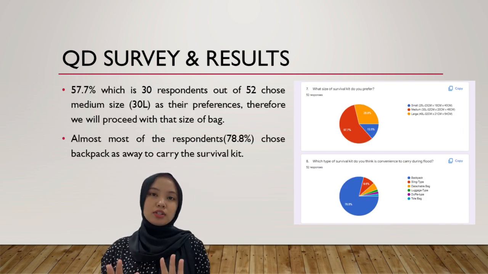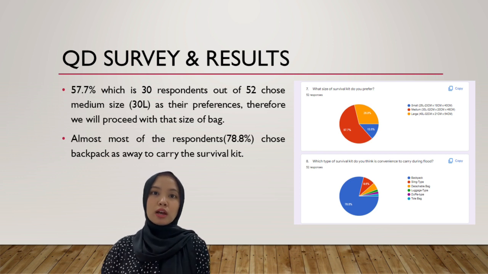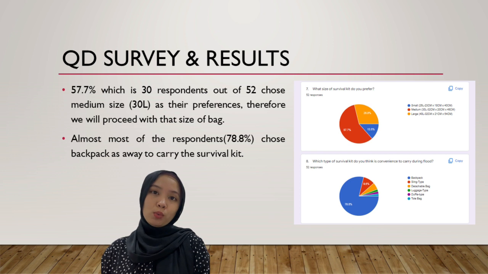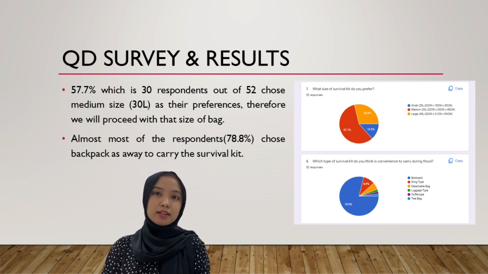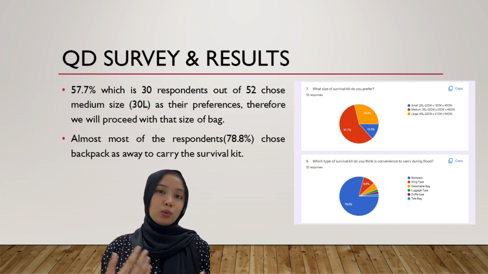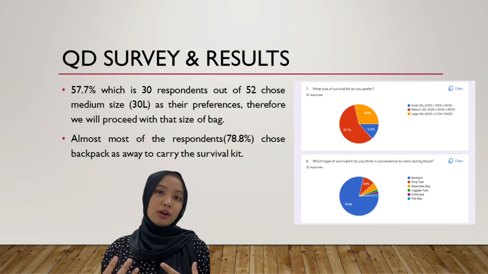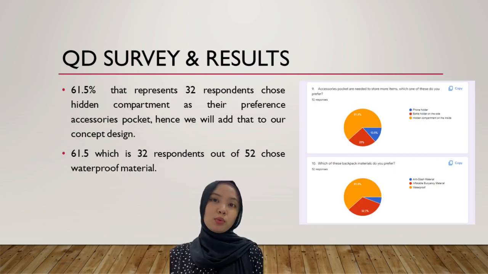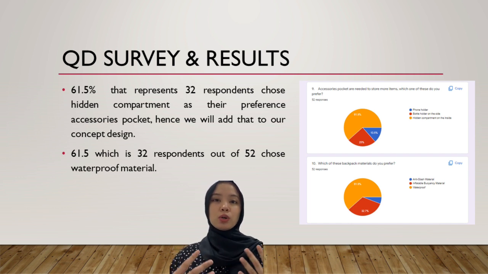57.7%, which is 30 respondents out of 52, chose medium-sized 30 liter as their preference. Therefore, we will proceed with that size of bag. Most of the respondents, 78.8%, chose backpacks as a way to carry their survival kit when they are stranded. Next, 61.5%, which represents 32 respondents, chose a hidden compartment as their preferred accessory pocket. Hence, we will add that to our concept design.